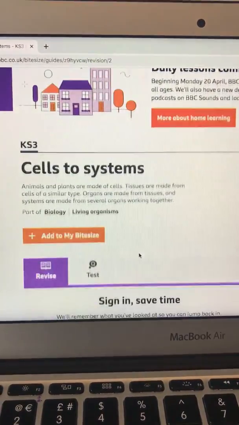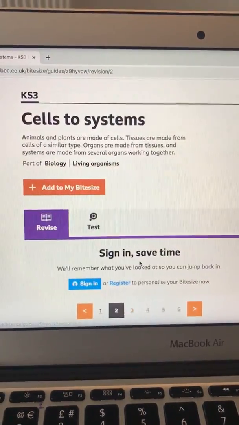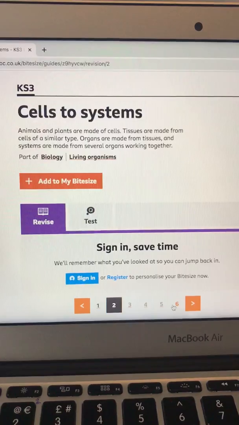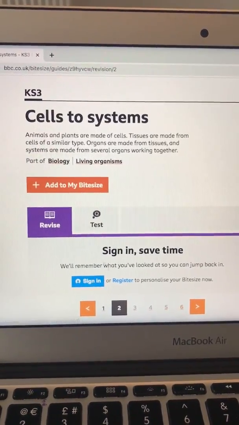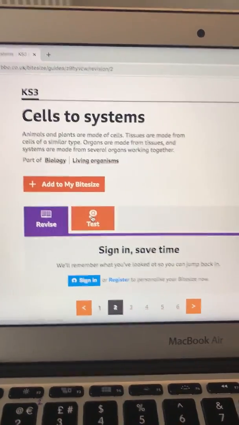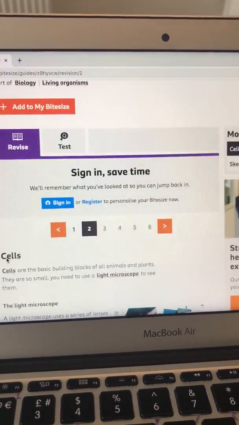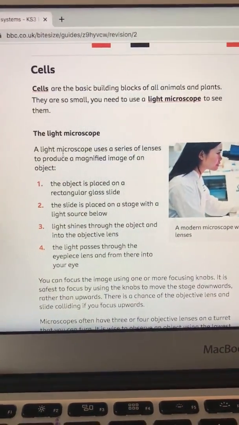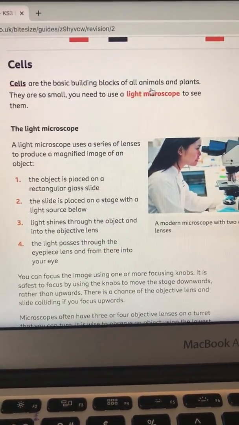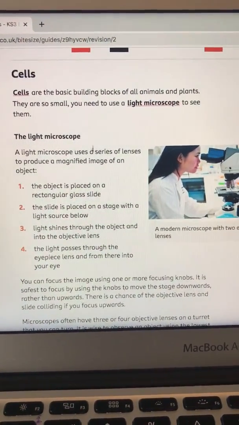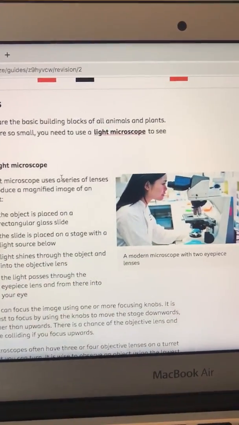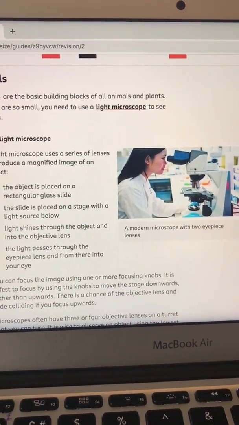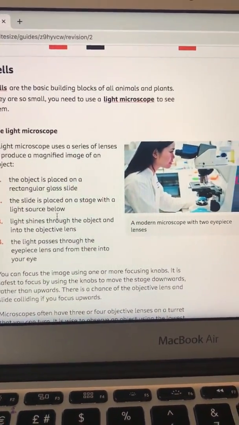Okay, cells to systems. What you have here is a revise section. Okay, you can see it goes to 6 pages, and then you have a test. The test is like 10 questions, so you can check your understanding. And if we start here, cells are the basic building blocks of all animals and plants. They are small. You need to use a light microscope to see them. Year 9s would remember we recently did some microscope work.